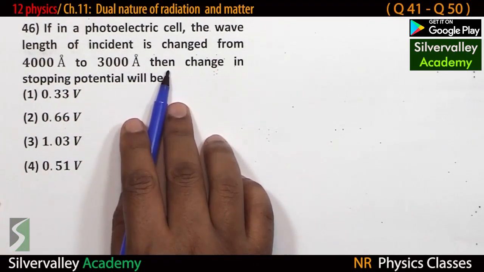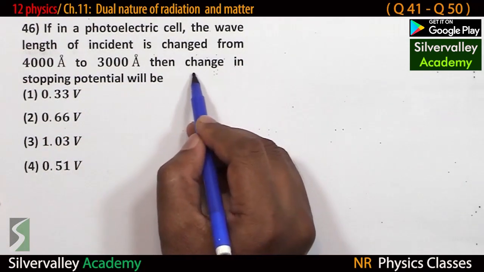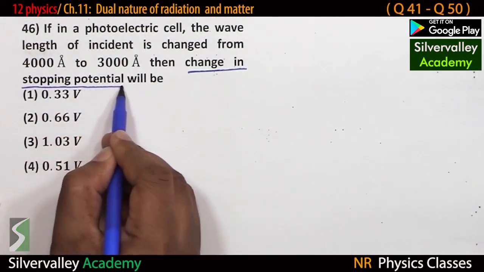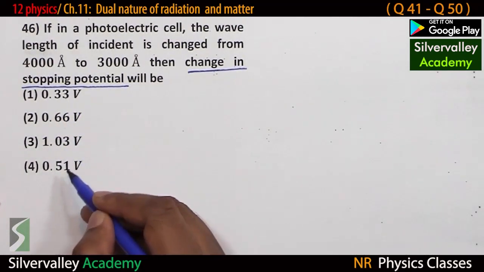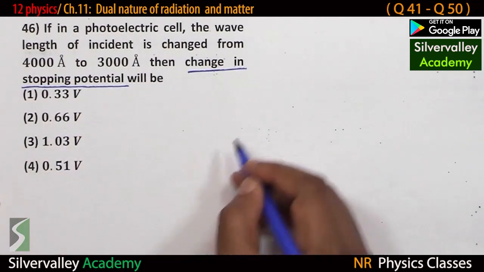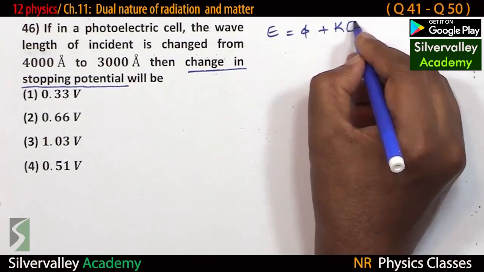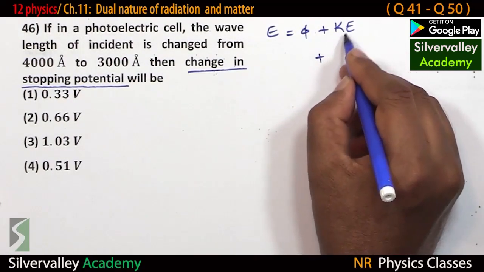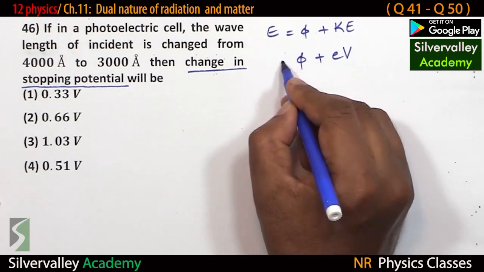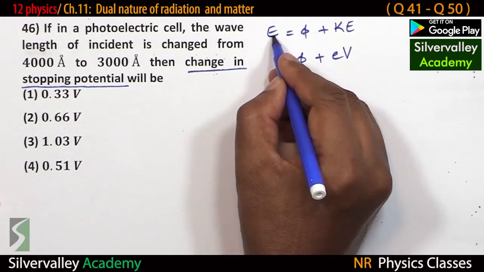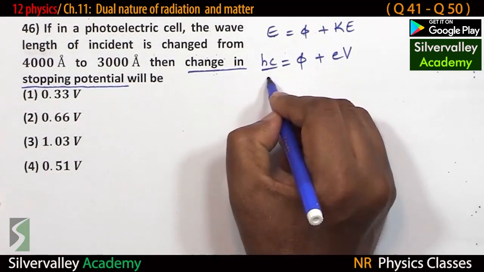If in a photoelectric cell, the wavelength of incident light is changed from 4000 angstrom to 3000 angstrom, then what will be the change in stopping potential? Again, distinct values, so it should be easy to solve. Energy is phi plus kinetic energy. Kinetic energy has stopping potential, eV. This is phi. Energy is given in terms of wavelengths, so hc by lambda.